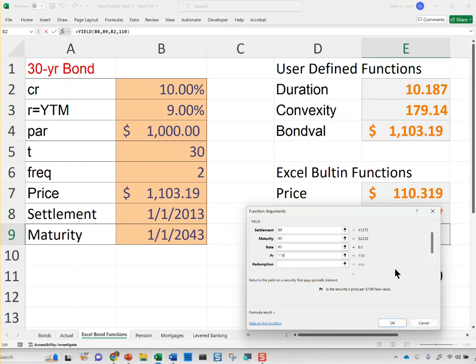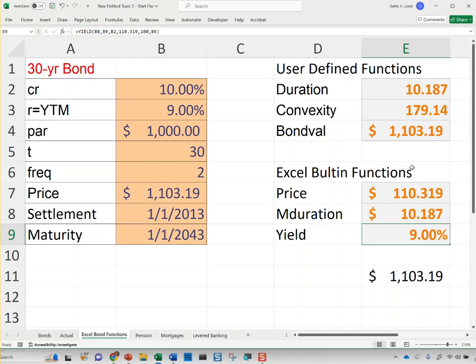This is required. You have to put in price. You need to put in 110.319. It's a price as a percentage of par. Redemption 100. Frequency 2 payments per year. Leave the basis blank, and there is that 9%. So if the bond is selling for 1103, it has a YTM equal to 9%. And that's the way we set up this bond. I picked a discount rate that's equal to the YTM, or in this case, the discount rate is the YTM, since the bond is selling at the present value of its cash flows.